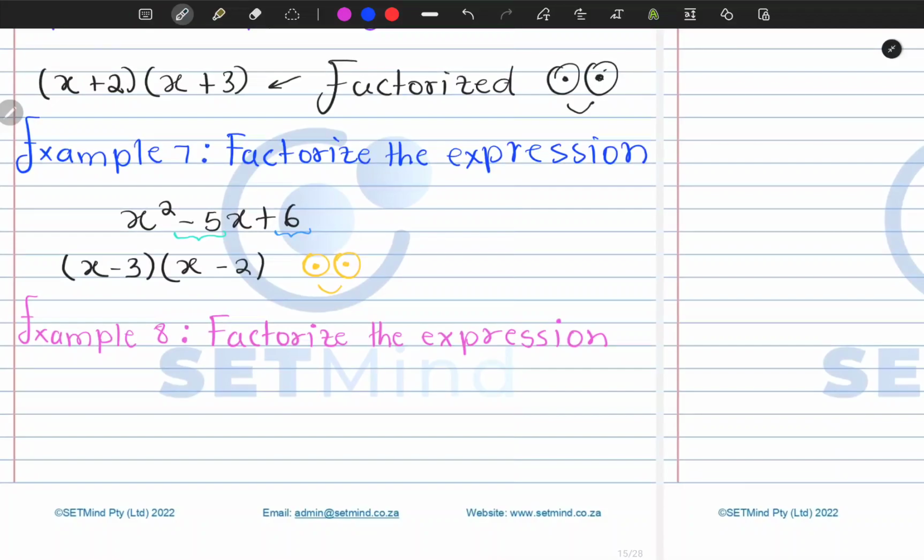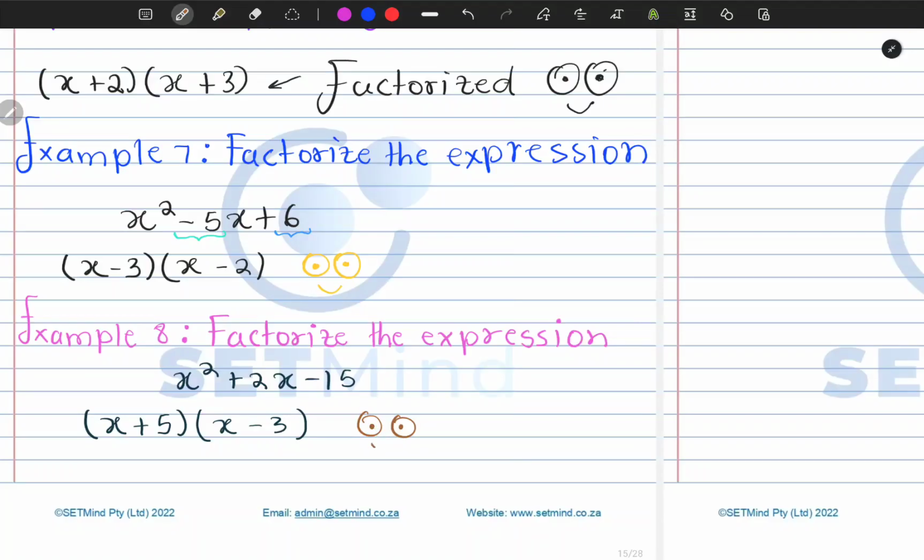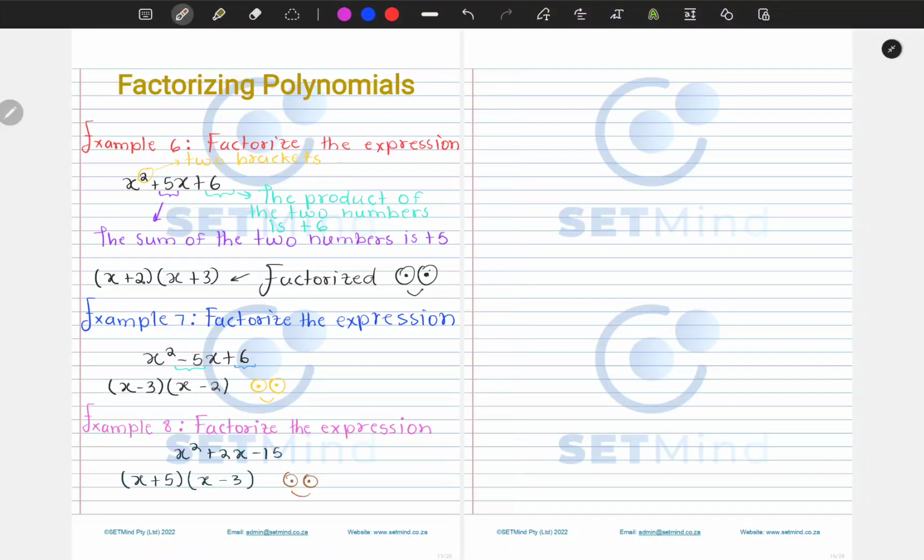For example 8, the expression which we are required to factorize is x squared plus 2x minus 15. So I need to think carefully. I need two numbers. When I multiply them, I get negative 15, but when I add them, I get positive 2. If you think carefully, that sounds like a 3. Somehow when I multiply, I can get a 15 with the 5, but I need a positive 2 when I add them. So it means it's the 5 which must be positive. So this is how we would factorize this expression. Negative 3 and positive 5 multiply to negative 15, but they add up to positive 2. Done with that, let us go to example number 9.